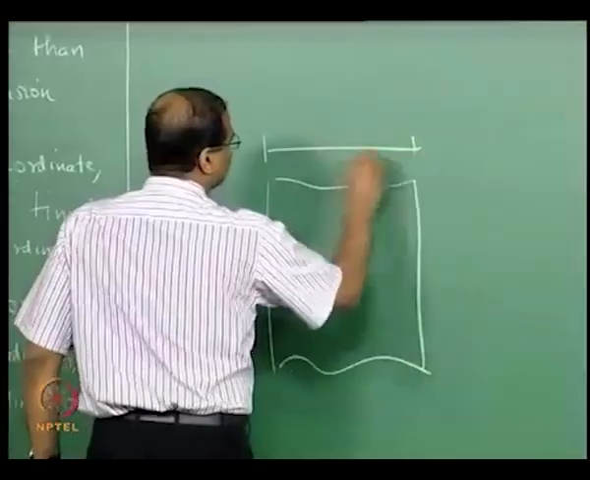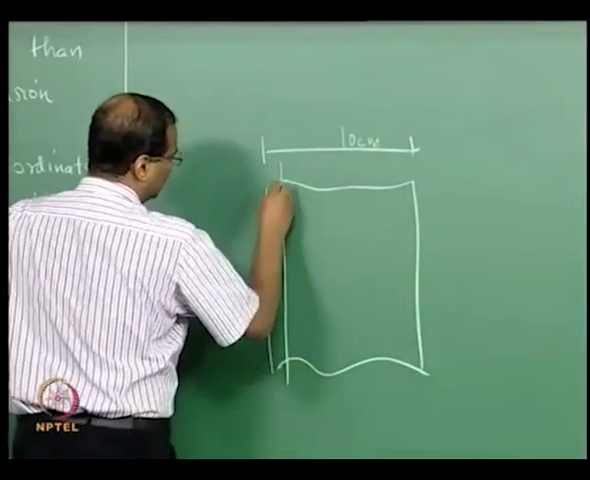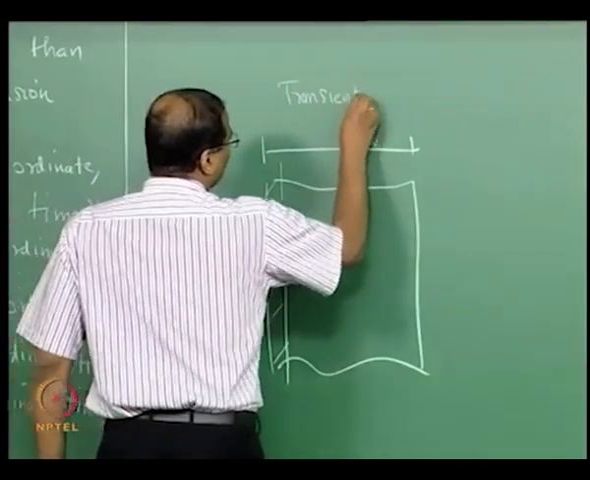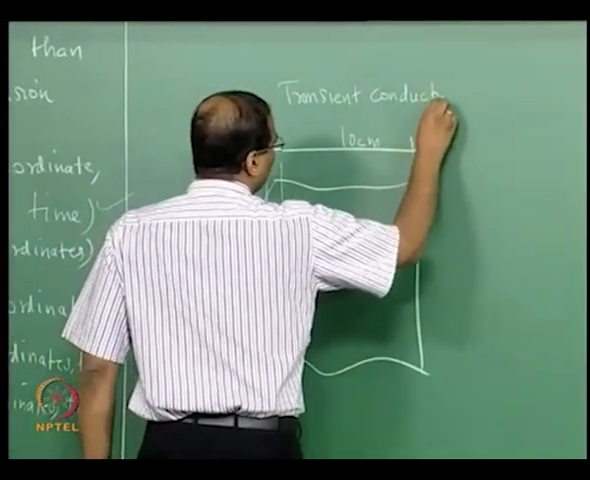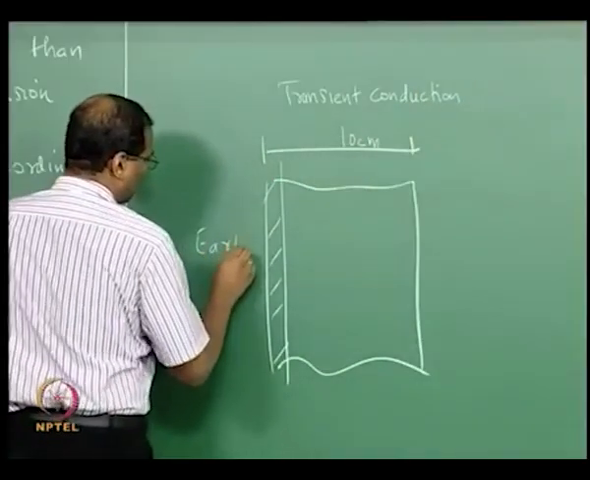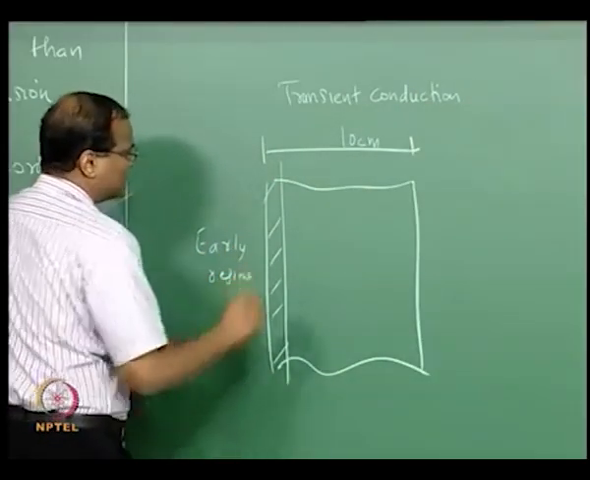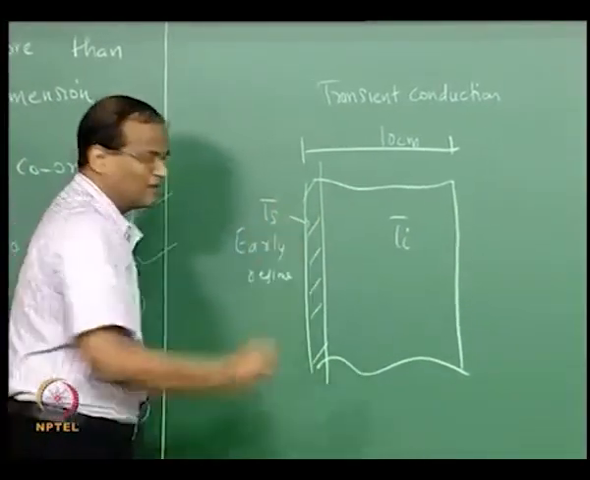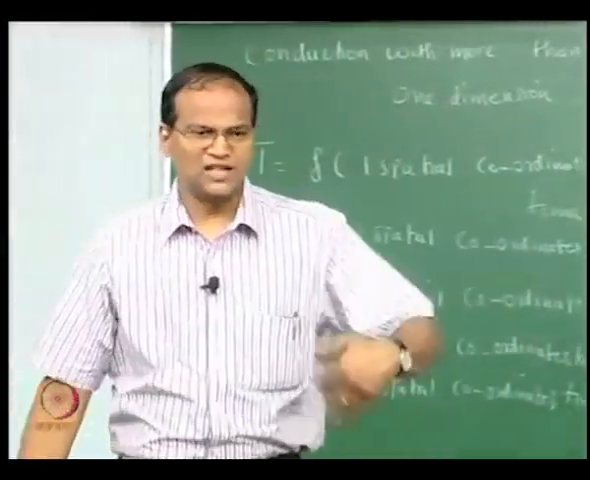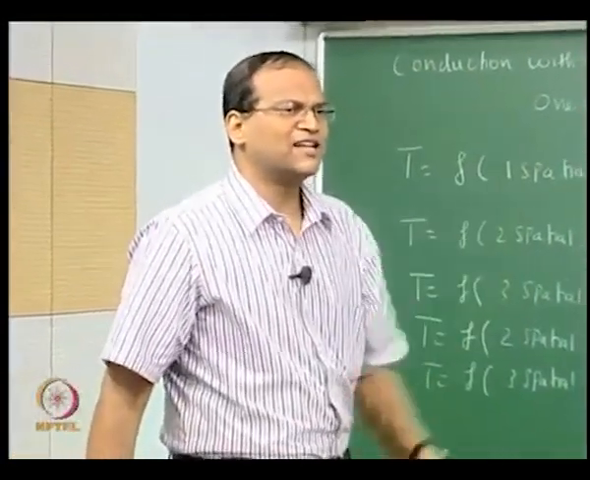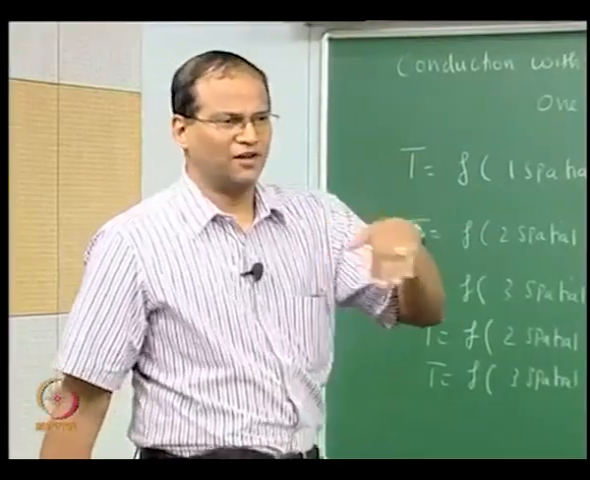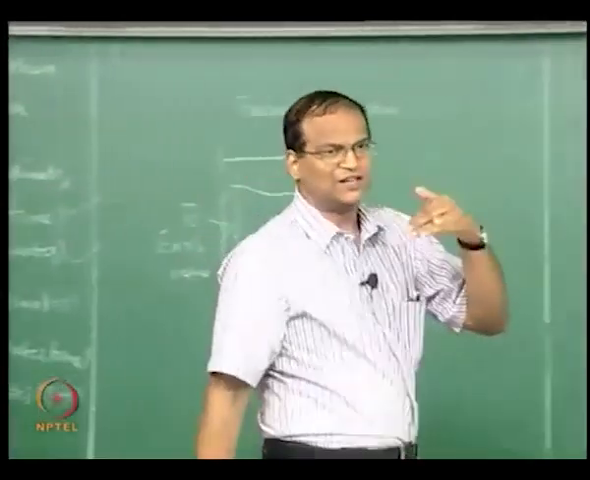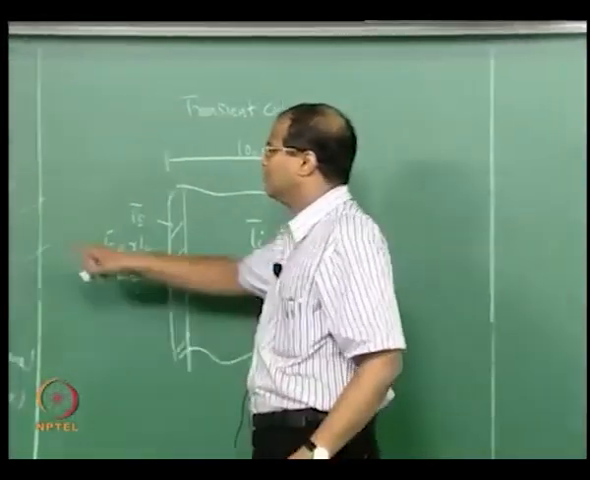For example, if this is 10 centimeter, so if this body is at Ti and suddenly the temperature is brought to Ts, in the early regime a large portion of the body will still be at Ti. Therefore some special techniques can be used. You can define a similarity variable, convert the partial differential equation into an ordinary differential equation and get a solution. That is much easier than solving the full partial differential equation.